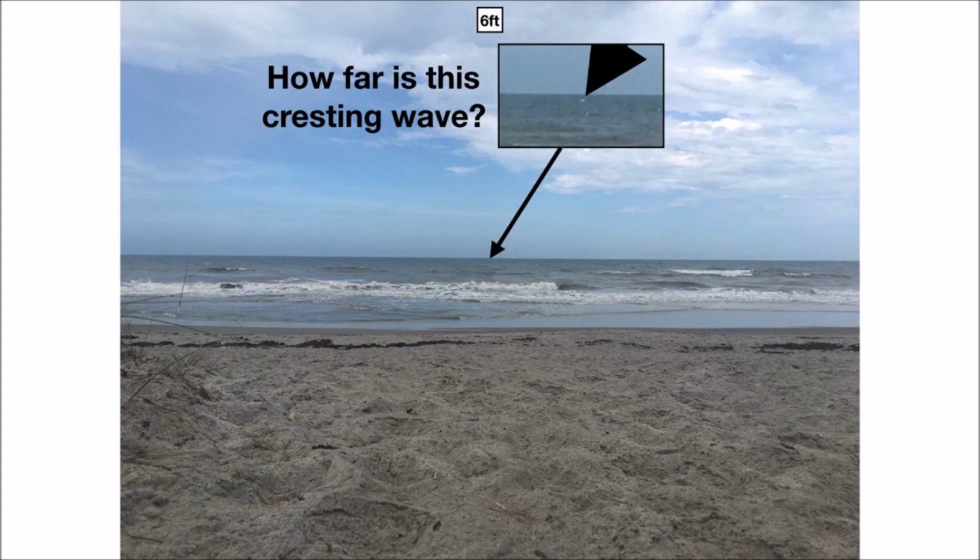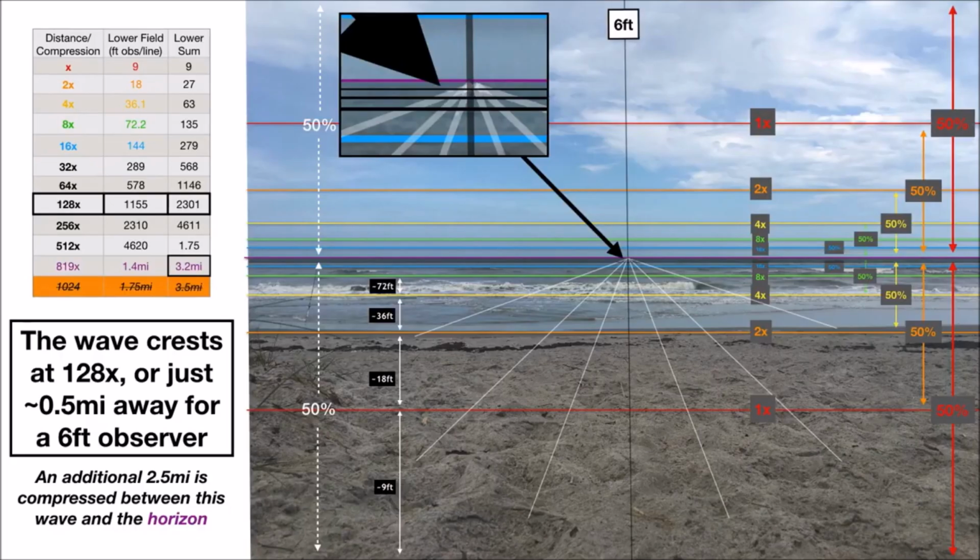But how far is that cresting wave, do you think? When you analyze this, you find that it's essentially about a half mile away. Each halving of a frame puts twice the amount of information in the next halving. So you can look at the 50% numbers on the side. You can look at the amount of information that I'm cramming into each subsection.